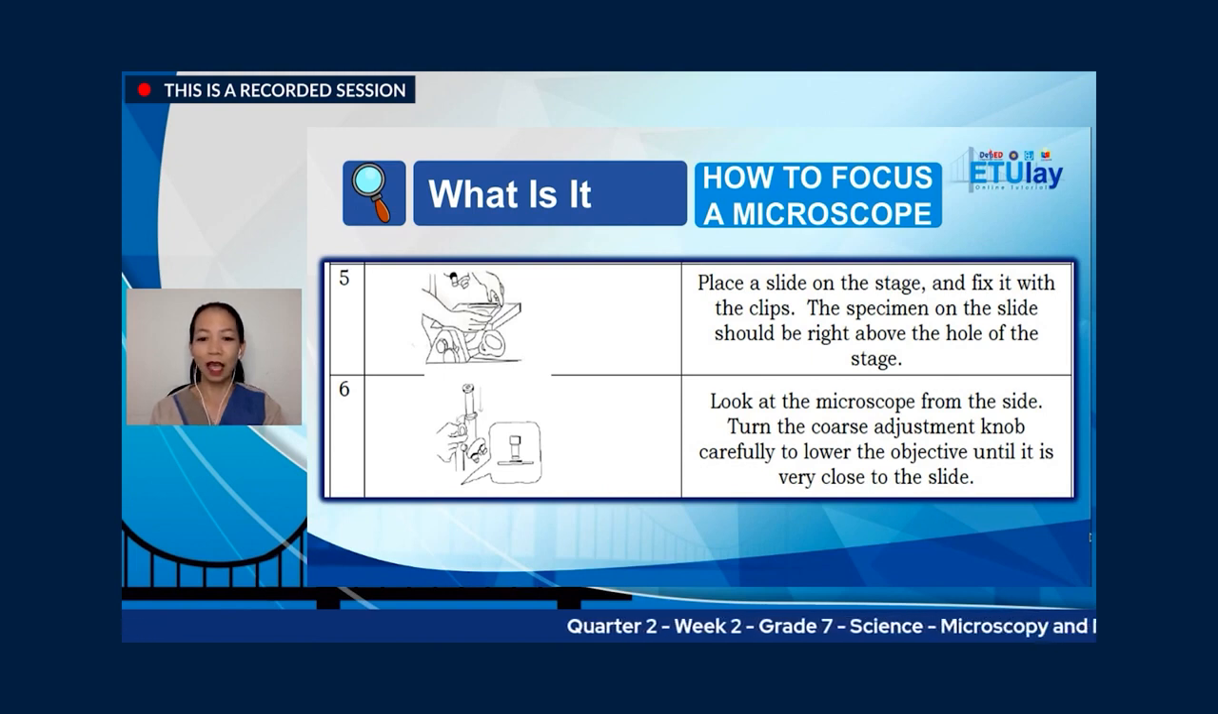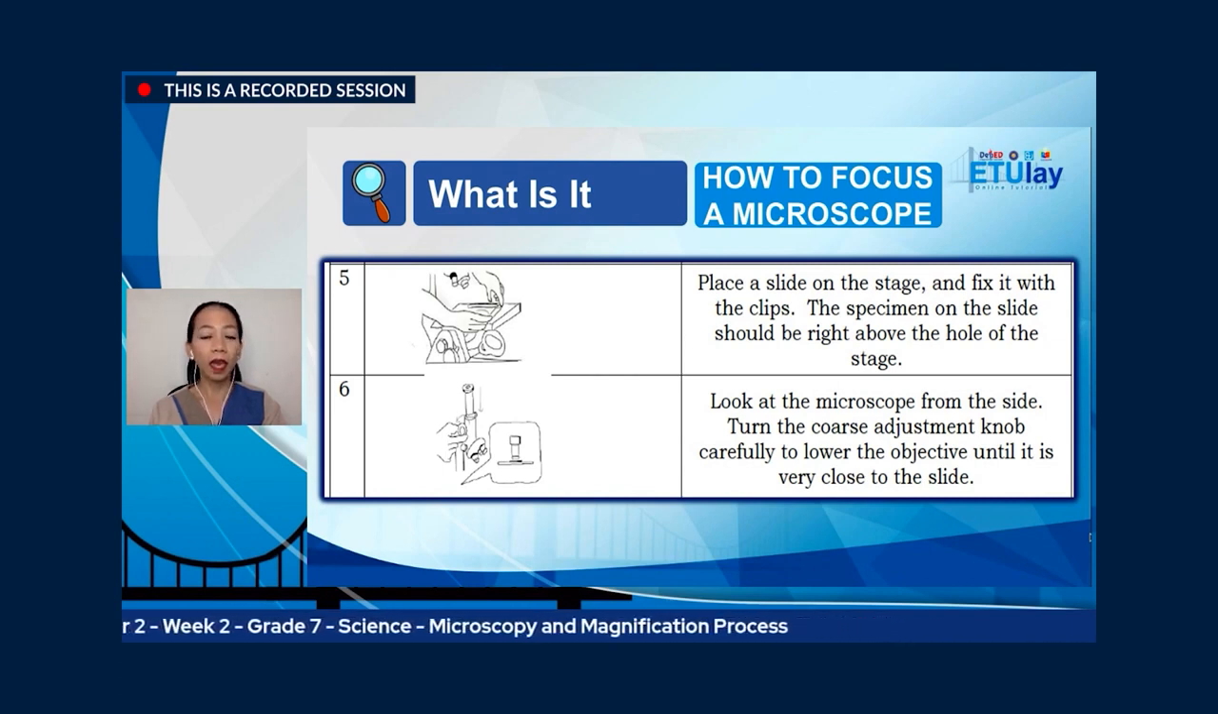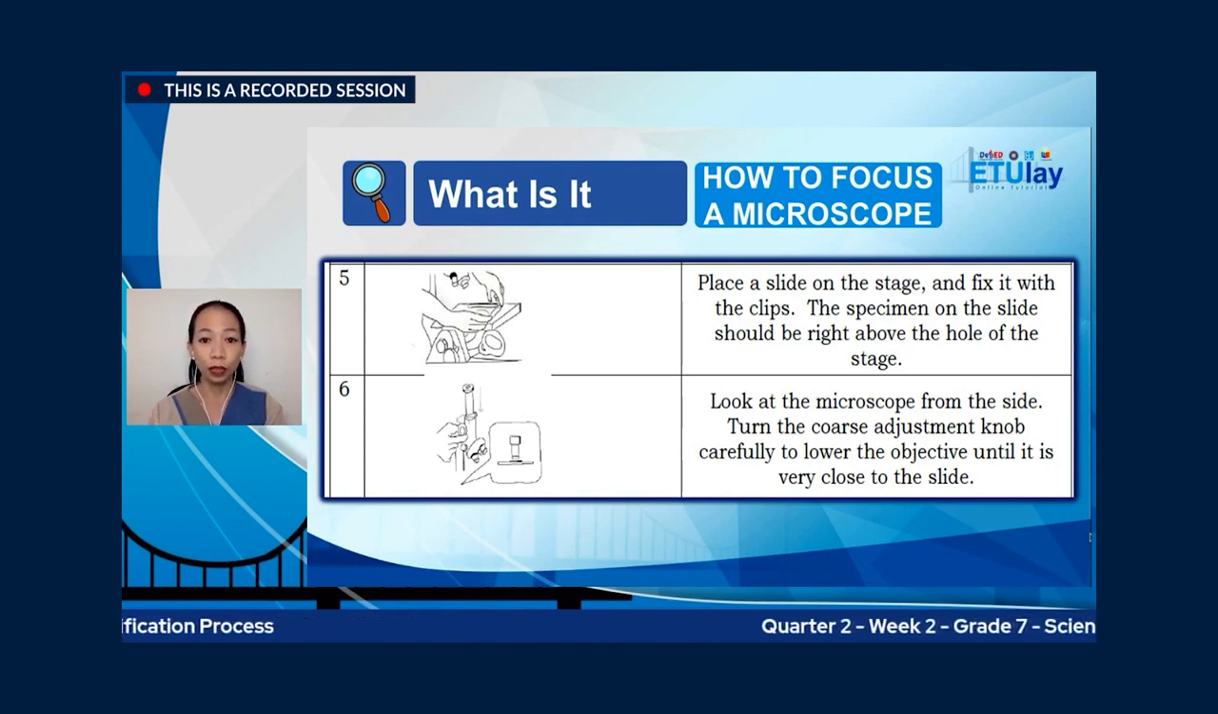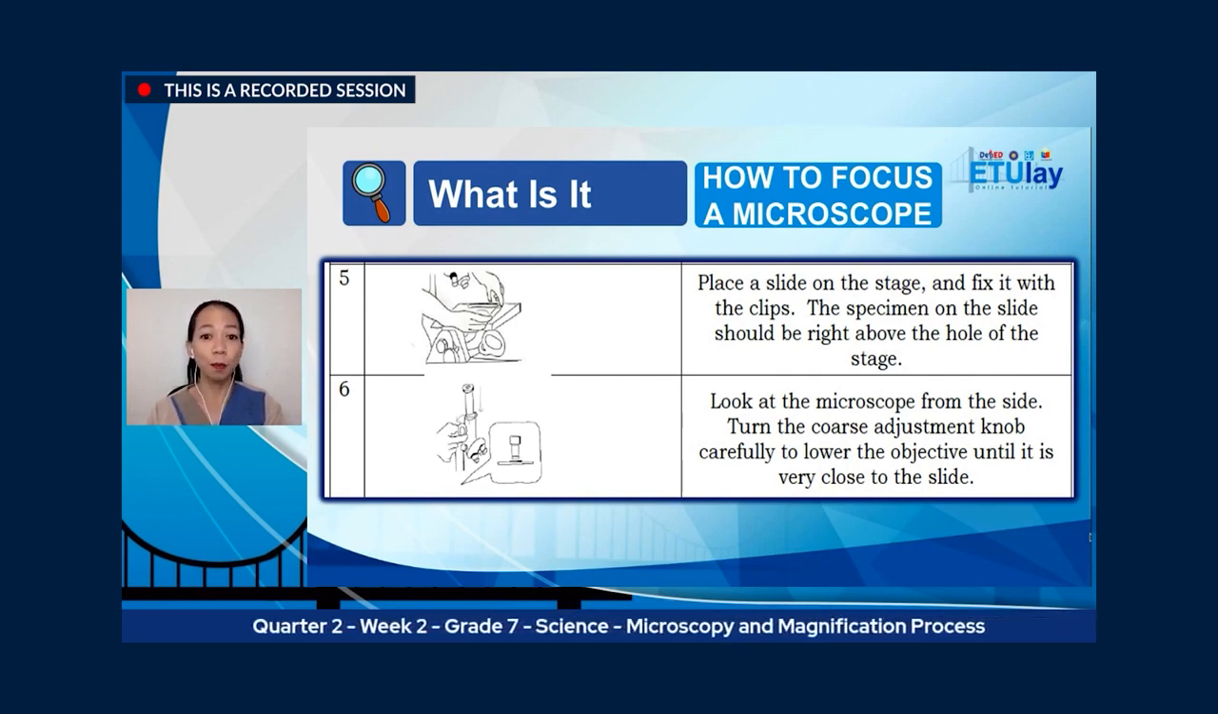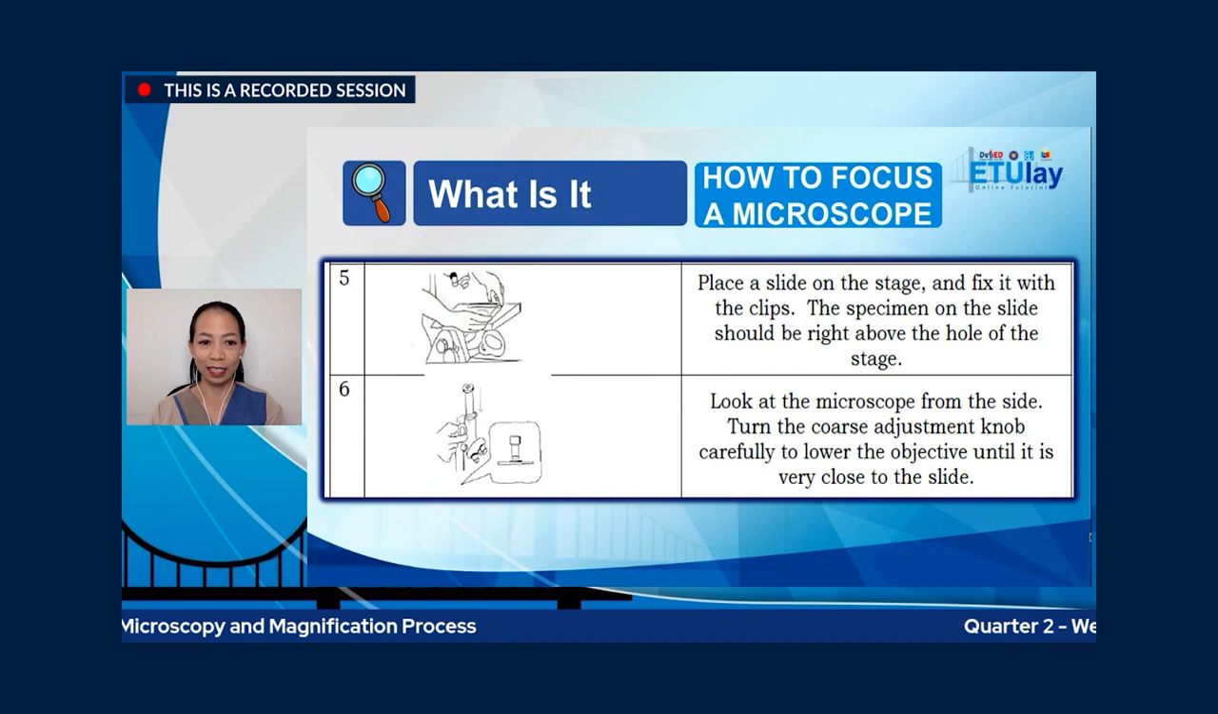Number 6, look at the microscope from the side. Turn the coarse adjustment knob carefully to lower the objective until it is very close to the slide. Do not let the knob or the objective touch the slide or else you might break the slide. Remember to have it just very close to the slide.